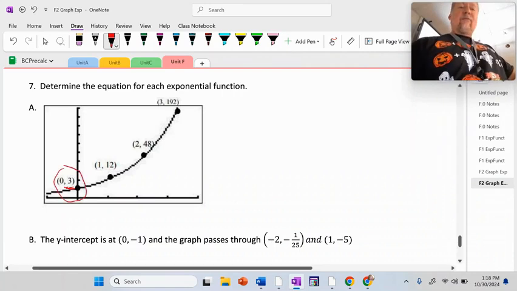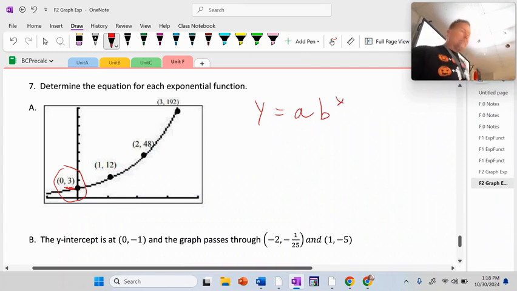Hey, by the way, what's 0, 3 in this general format of an equation? Which letter is it?